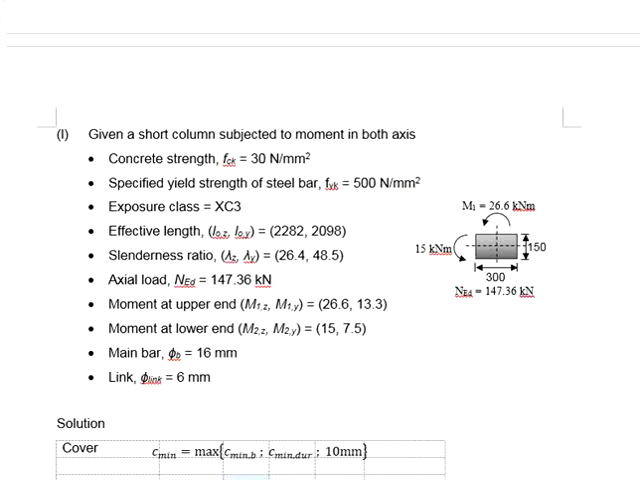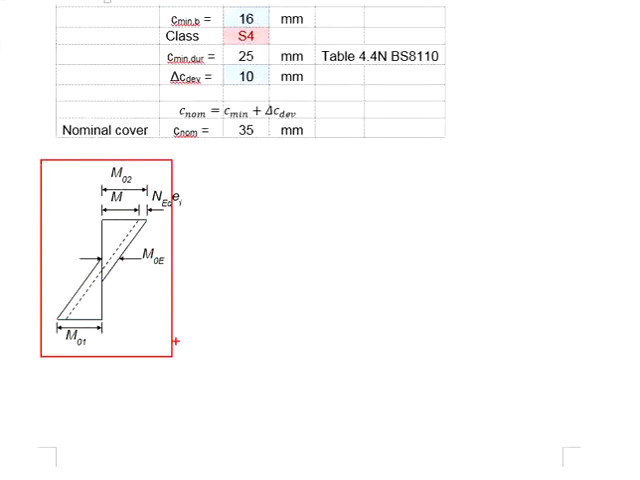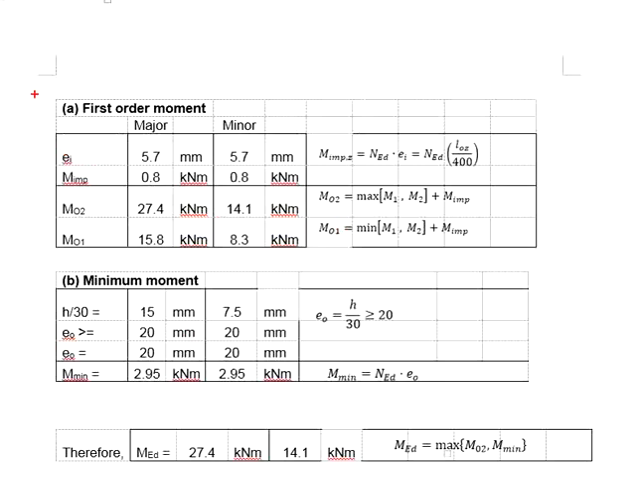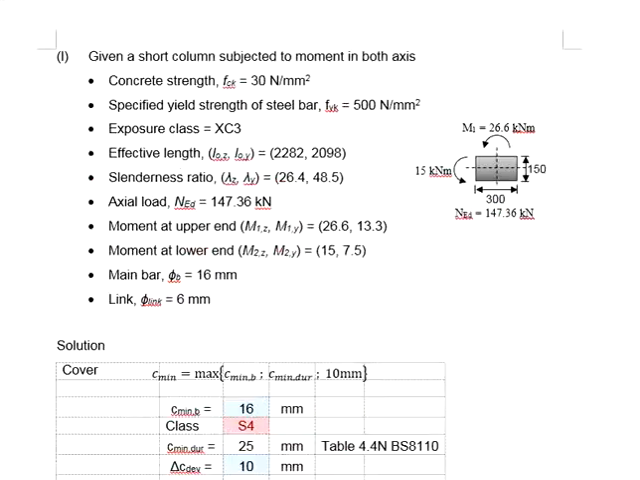Not knowing this, when calculating the first order moment, we will need to calculate for both sides, major and minor axis. Let us first look at the moment due to imperfection. We need the EI, which is given by the formula L0 divided by 400. The L0 is given in the question. It seems that the effective length for the major and the minor axis differs.